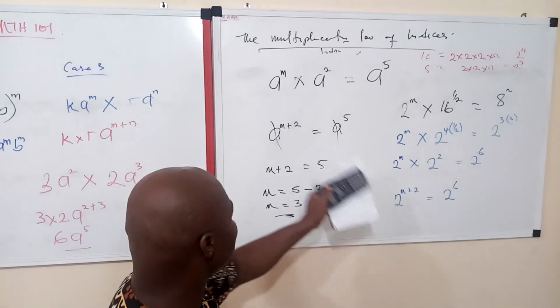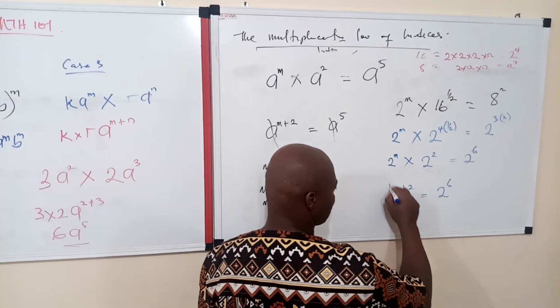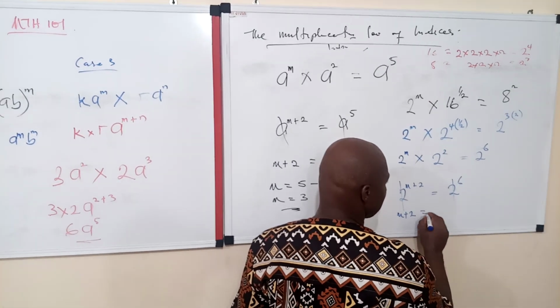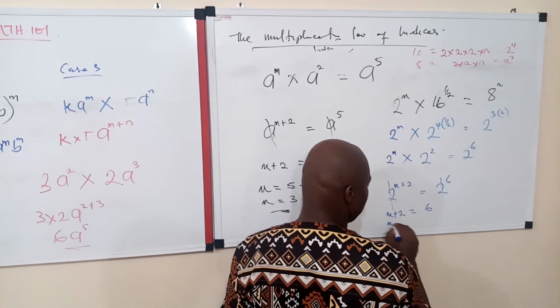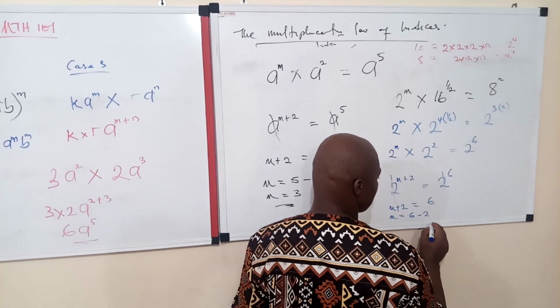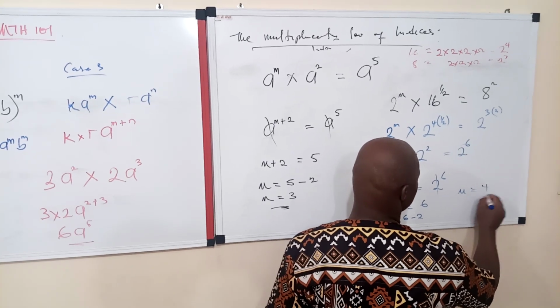Now, it looks like the other case that we considered. The bases are the same, so you take them out, then you have m plus 2 equal to 6. Then making m the subject, you take 2 to this other side, so you have 6 minus 2, and your m will be equal to 4.